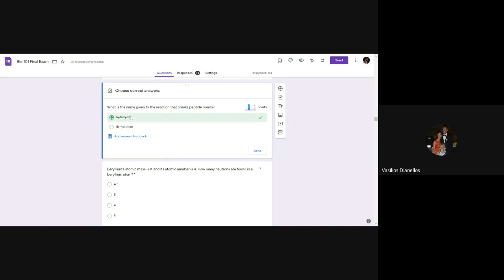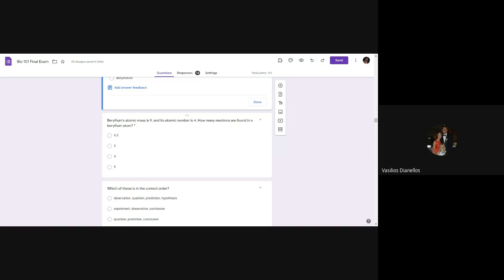Beryllium's atomic mass is 9. Its atomic number is 4. How many neutrons are in the beryllium atom? Well, the fact that its atomic number is 4 means that it has 4 protons. And the protons plus the neutrons equals the atomic mass. So really, what's the question asking? 4 plus what equals 9? The answer is 5. 4 plus 5 equals 9.